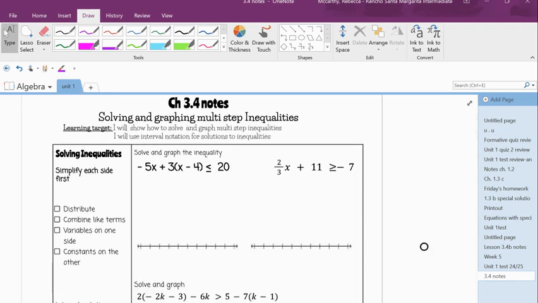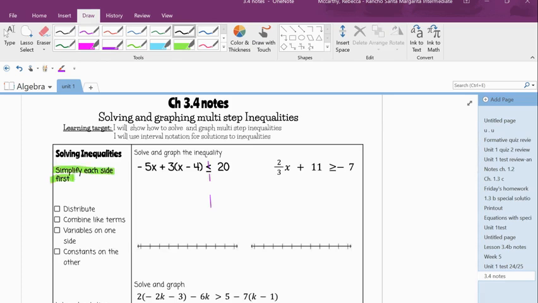Okay, we're going to be solving inequalities. So here we've been doing these, but they are more complex now. Here I have an inequality. When I'm solving inequalities and equations, I want to make sure I simplify each side first. Should be highlighted. Simplify each side.